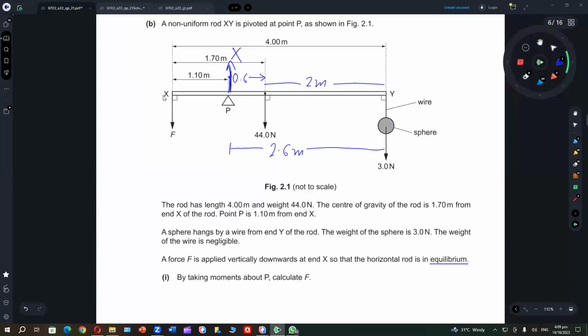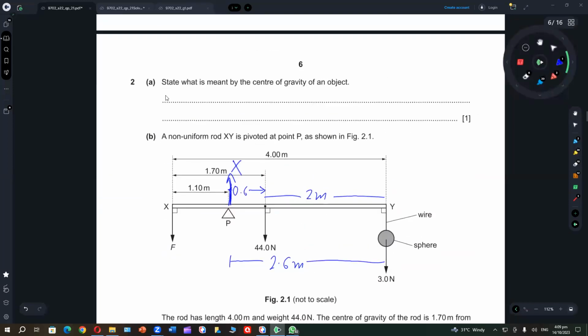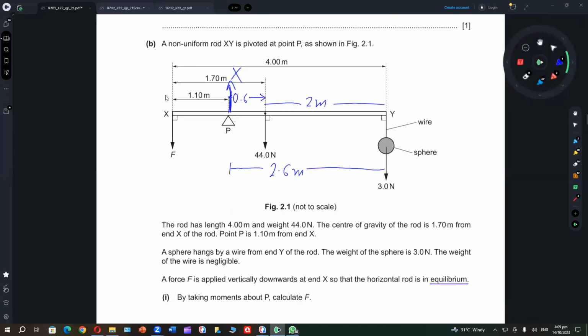We have already taken moment about P. So we just add all the forces 32, 44, and 3. Because the rule is that the sum of total upward force is equal to total downward force. So I take F, I take 44, I take 3. If I add them, this is total downward. Total downward is equal to total upward, so you have to add all of them and equal to X.